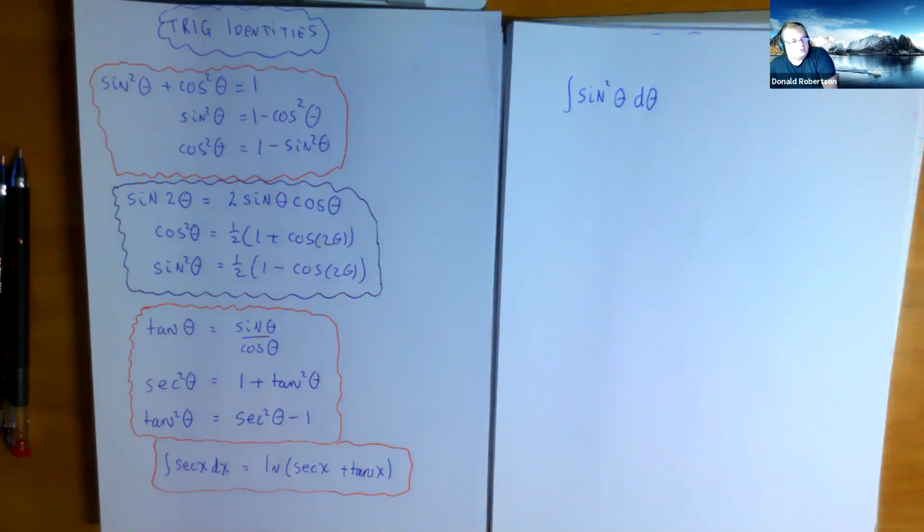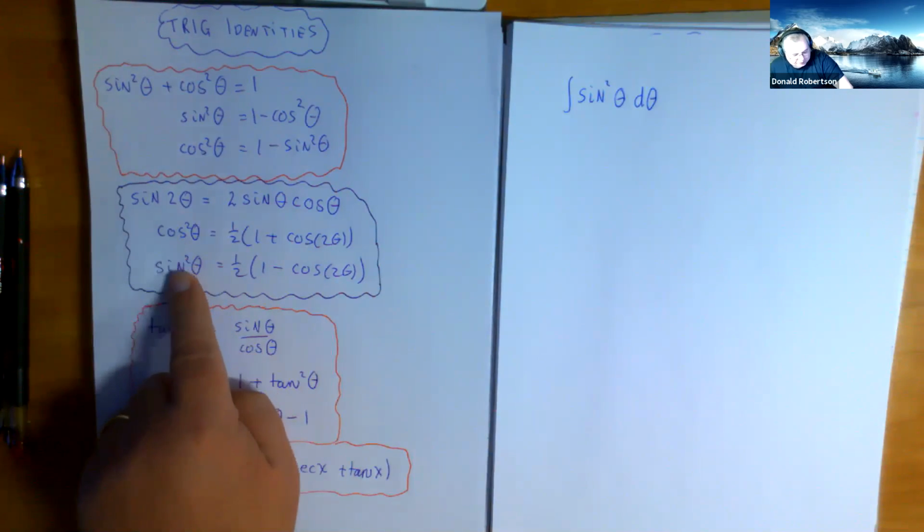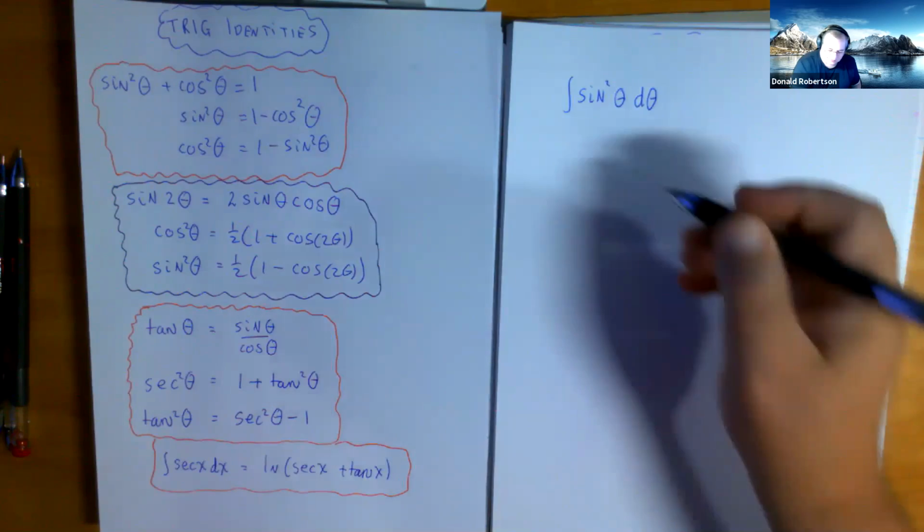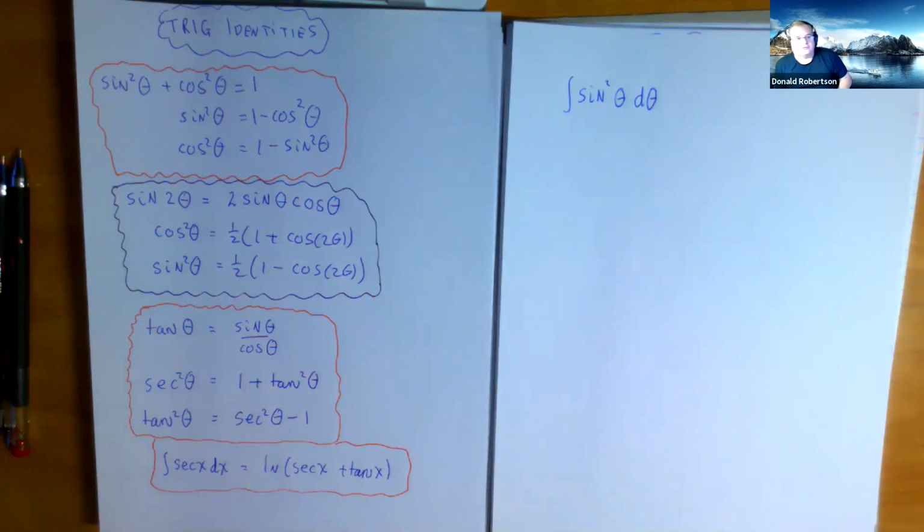Just a sine squared on its own. I mean, how hard could a sine squared on its own be? Well, surprisingly, yes, it can be. So how would I go about integrating that? Well, I would go hunting for an identity.